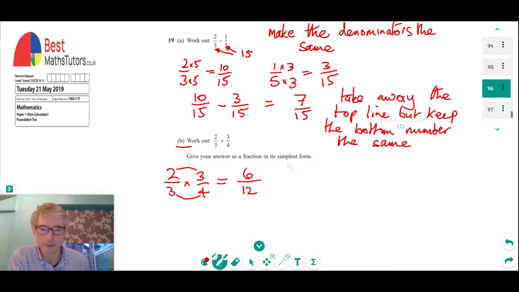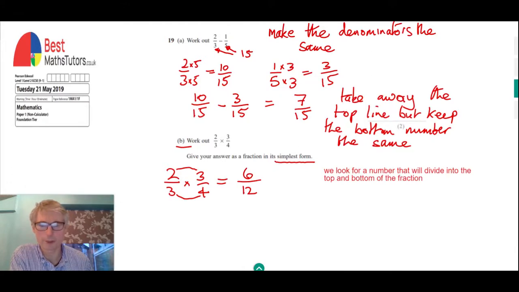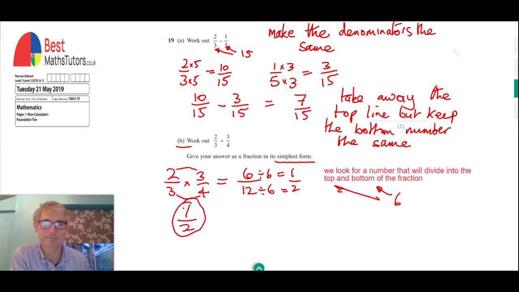So we've actually multiplied it, but we've got to give it in its simplest form. And we do that by seeing if we can find a number which will go into the top and the bottom of the fraction. So if we look for the biggest number that will go into both the 6 and the 12, it's actually 6 will go into both the top and the bottom of the fraction. So 6 is a factor of both 6 and 12. We divide the 6 by 6, what we get is 1. And if we divide the 12 by 6, we get 2. So our answer is just a half. There we go. That's our answer to that one.